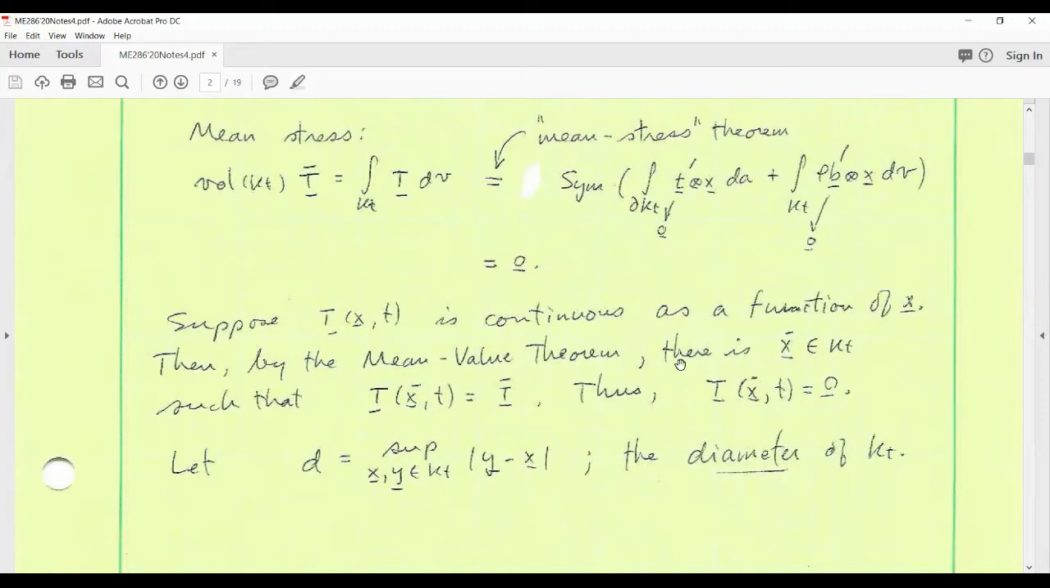Mean value theorem says for a continuous function, there is some position, some place in the domain, in the configuration kappa t, at which the local stress is equal to its mean value. And you can convince yourself of that, in the one-dimensional case, by drawing a function f versus x. Just draw a function which is continuous over some interval of x values. Pick out the mean value, and you'll see that indeed there is a place in the domain where the actual function is equal to its mean value. And that's called the mean value theorem. That's true for any continuous function.